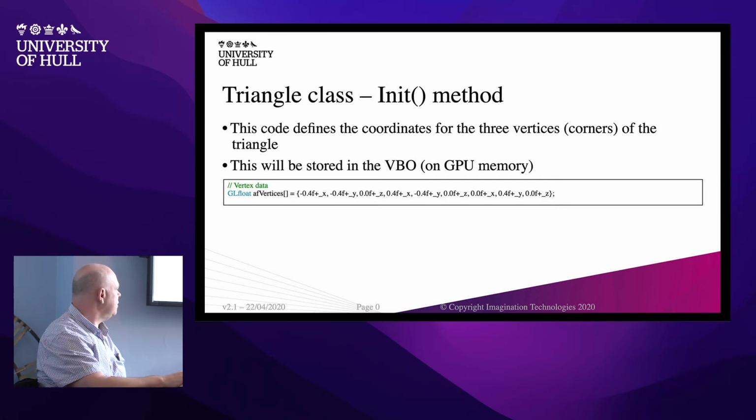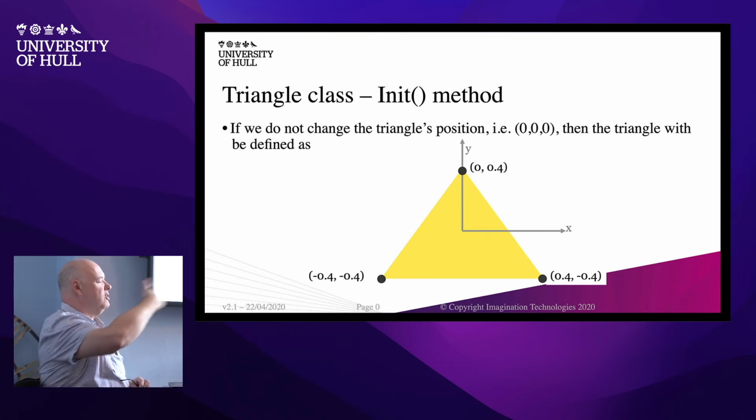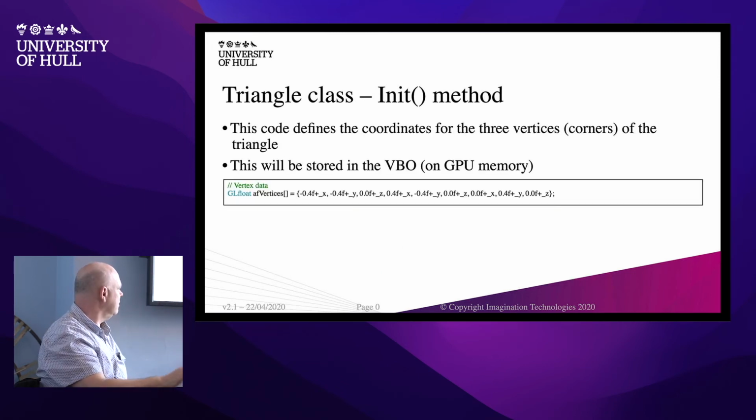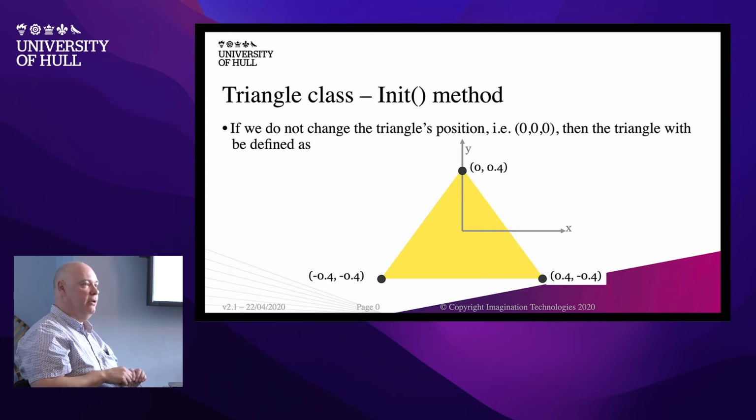Just to illustrate what's going on, the first vertex is this bottom left. I've just not included the z equals 0 because they're all at z equals 0, so I've just ignored that bit for simplicity. So this is the first vertex down here, second vertex, third vertex. If you noticed, I'm actually defining my triangle in an anti-clockwise direction. That's on purpose. Does anybody know why?